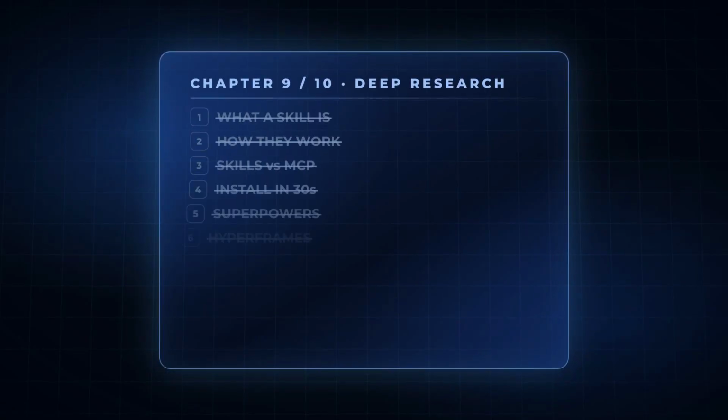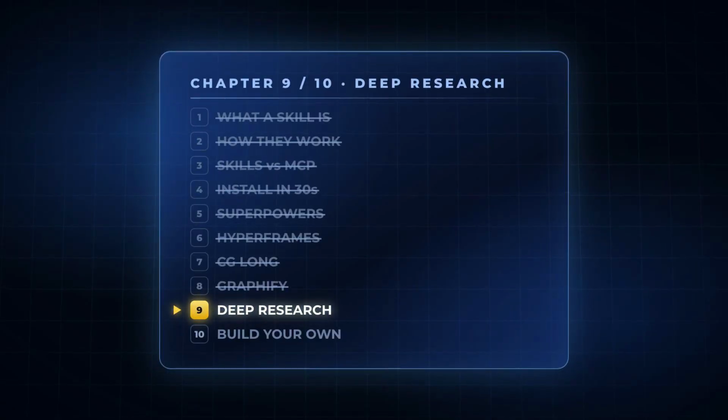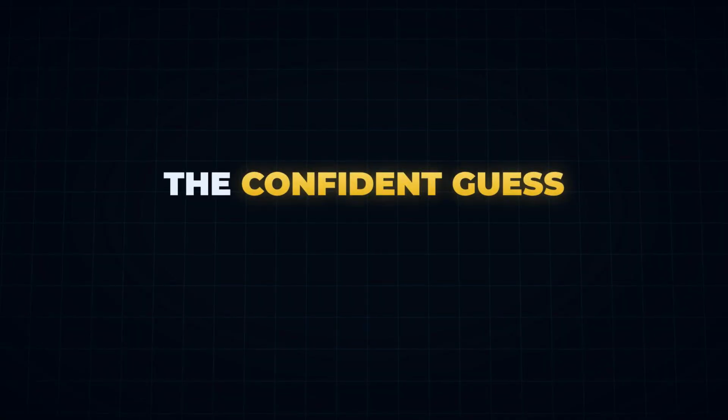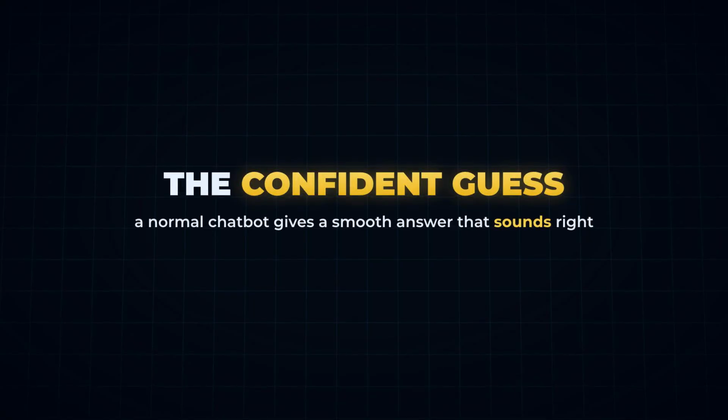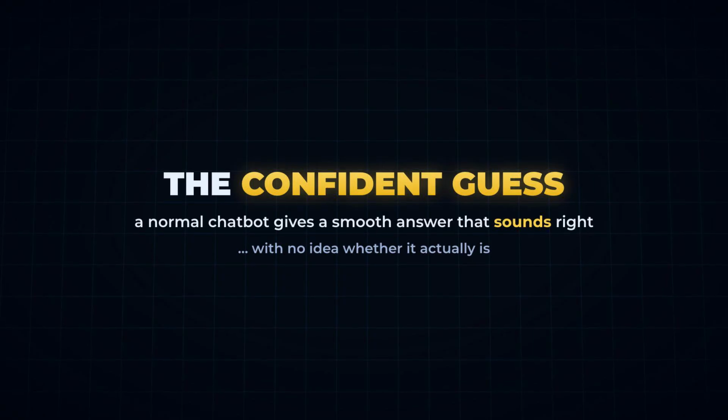Skill number 5 is deep research, and it fixes the exact thing that stops most people from trusting AI for anything that actually matters: the confident guess. Ask a normal chatbot a hard question, and it'll hand you a smooth, well-written answer that sounds completely right, with no real idea whether it actually is. It's guessing with confidence. The deep research skill works in a fundamentally different way.